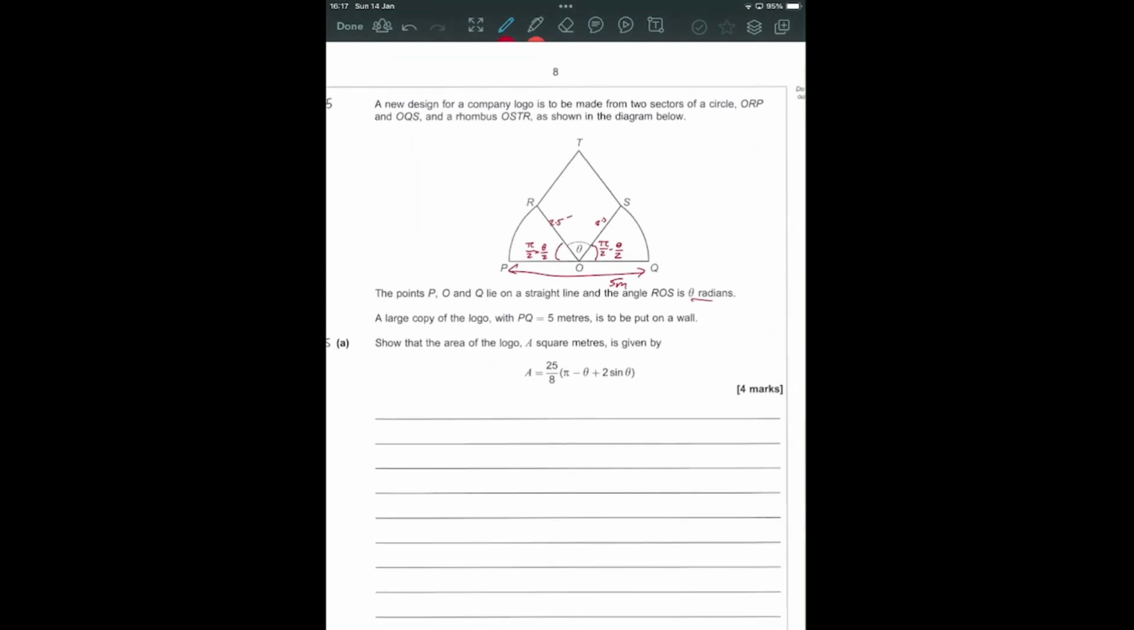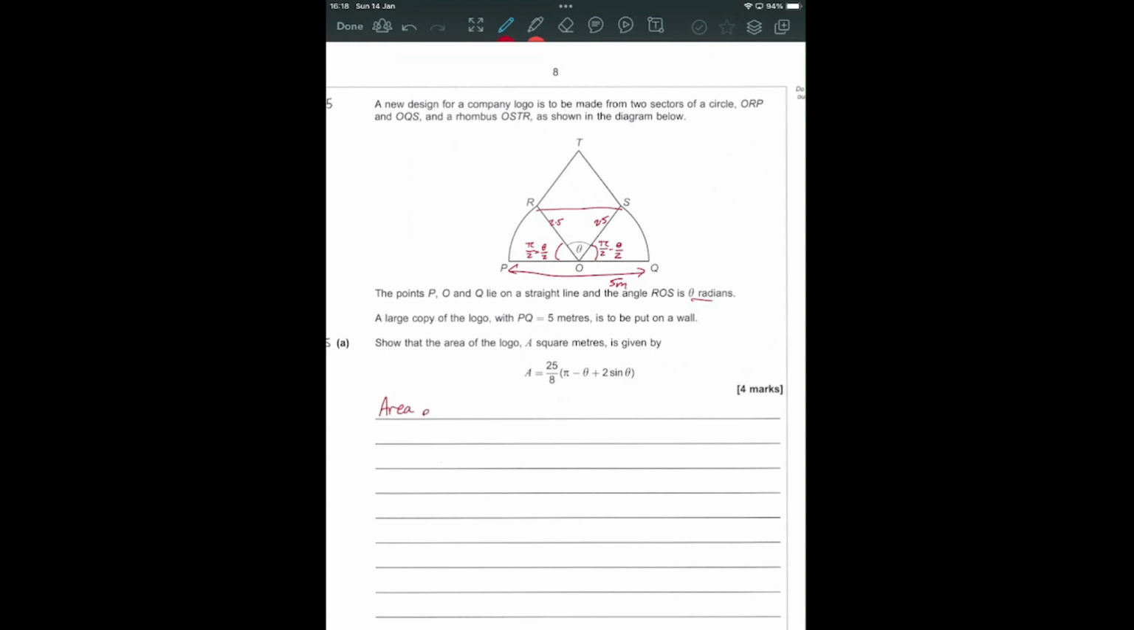The area of a rhombus, lots of ways to think about it. One, to think of it as a parallelogram, do base times height, but I don't really have the height here. Instead, I'm going to split it in half and do 2 lots of the area of a triangle. So let's start building this up.